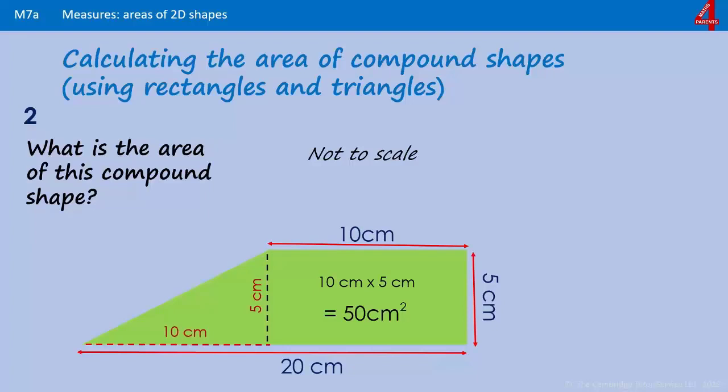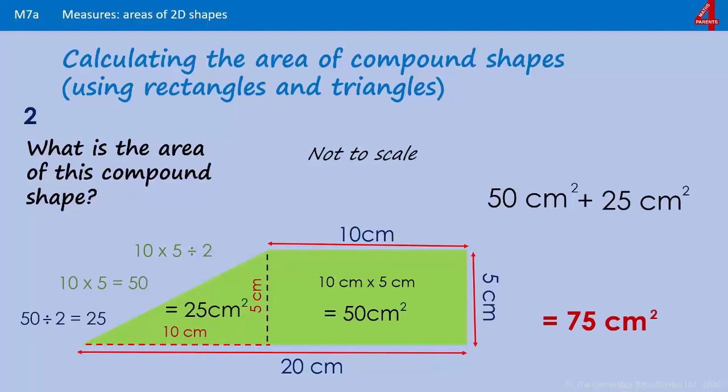Working out the area, base times height divided by 2. 10 times 5 is 50. 50 divided by 2, that's 25. Add those areas together. The area of the whole shape is 75 centimetres squared.